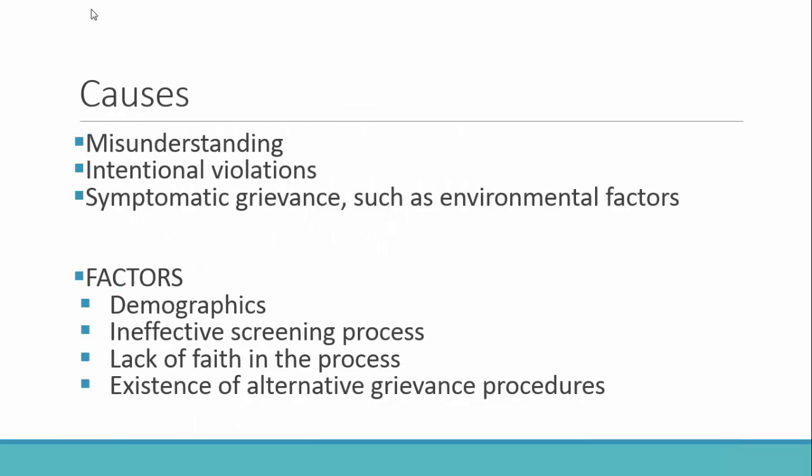Typical causes of conflict arise from misunderstandings that are the result of ambiguities in the negotiated contract. Intentional violations usually involve management's intention to not comply with one of the provisions of the contract due to short budget, etc. Symptomatic grievances are indicative of some underlying problem, such as environmental factors that induce complaints among the parties.